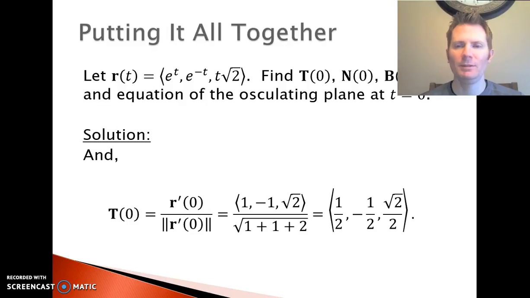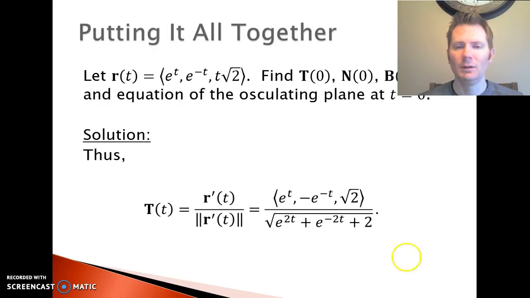We have 3 more pieces to find. We need N of 0. Before you can find N of 0, you need N of t. Because we don't want to just take the derivative of T of 0, because the derivative of a constant vector is going to be the 0 vector, since all the components are 0. So you have to go back to T of t, and we need to take the derivative of this to produce N of t. So N of t is going to be T prime of t divided by the magnitude of T prime of t.